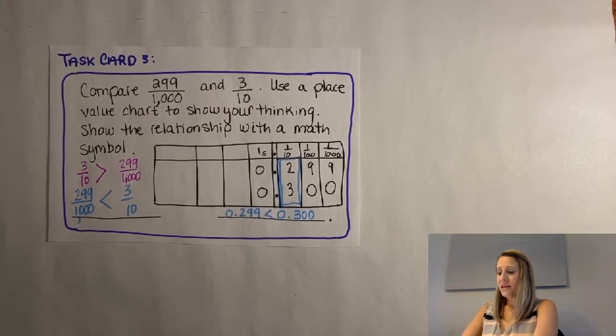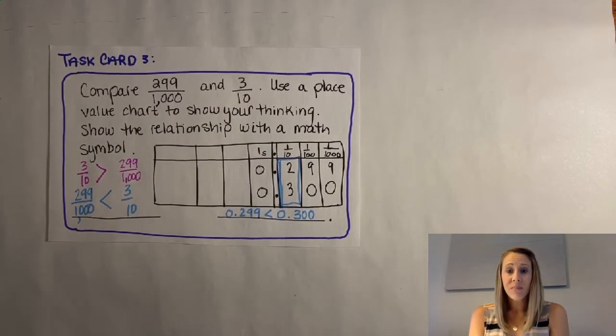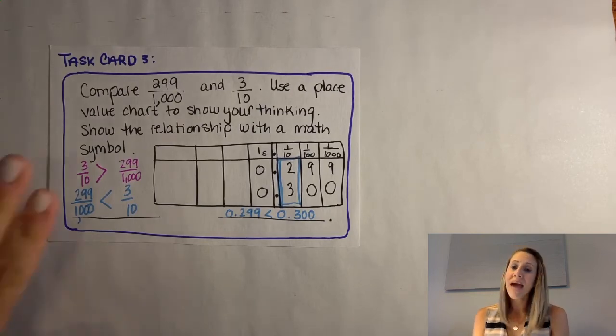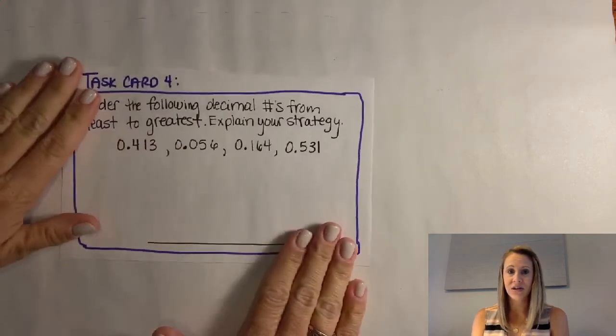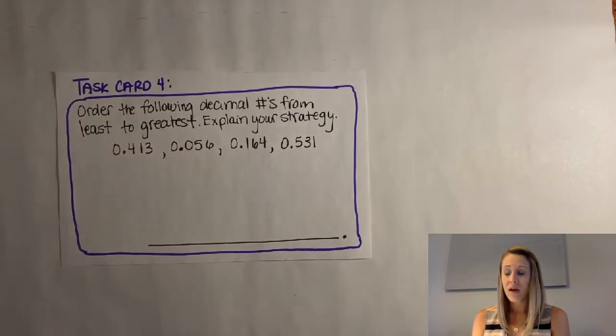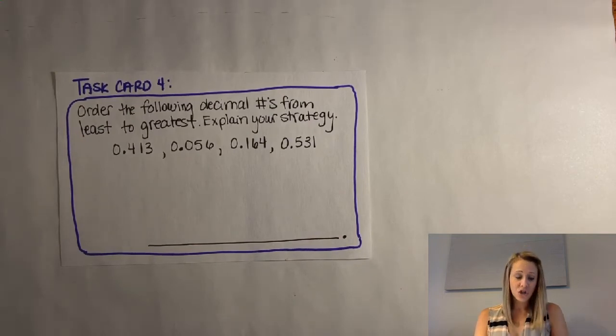This one's a little bit different direction. So on task number 4, we're asked to order decimals, so not compare. We'll use comparing to help us order them, but our final answer needs to be an order. So I'm going to order the following decimal numbers from least to greatest.